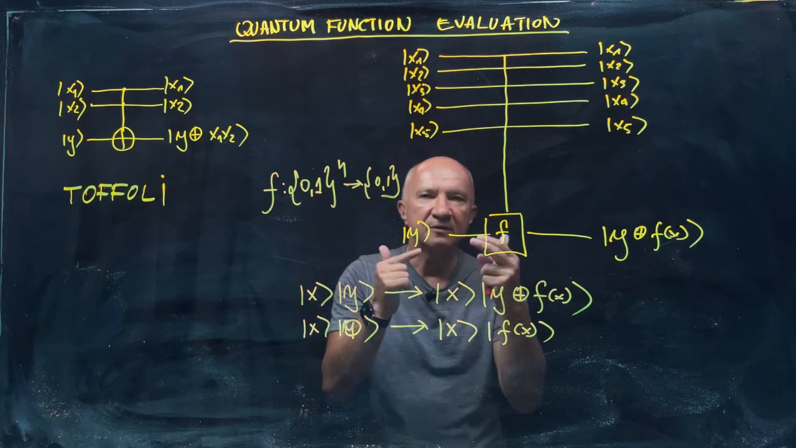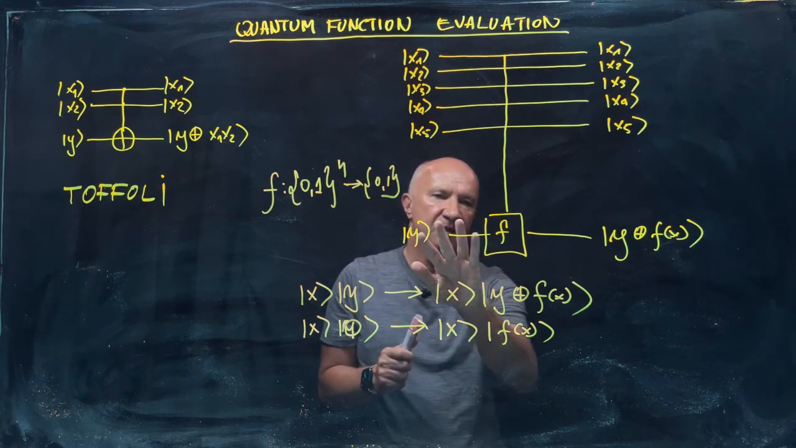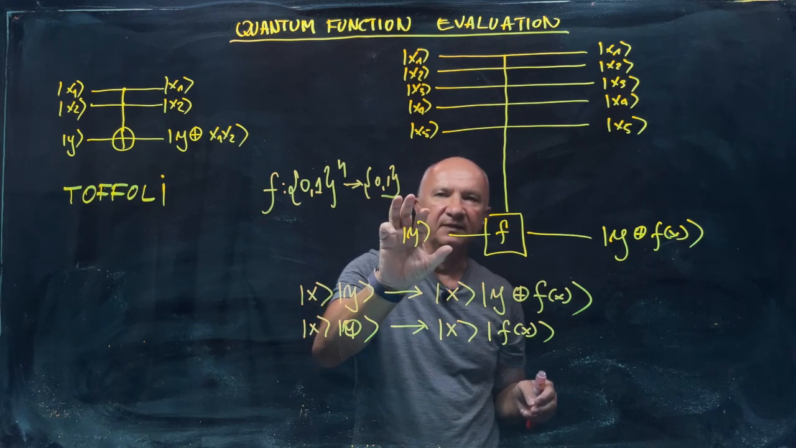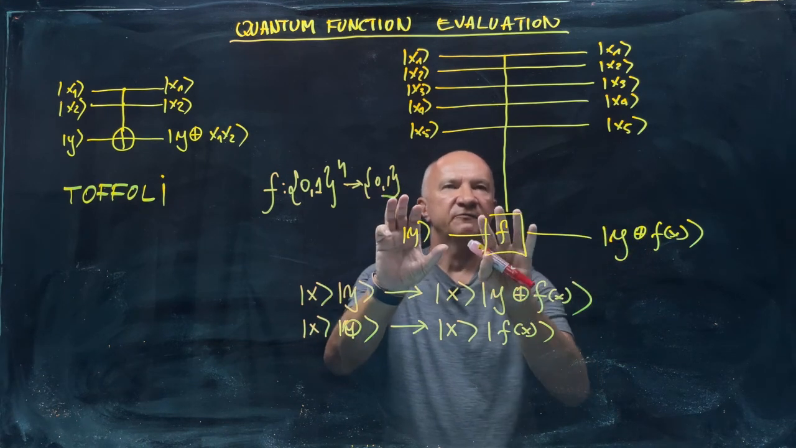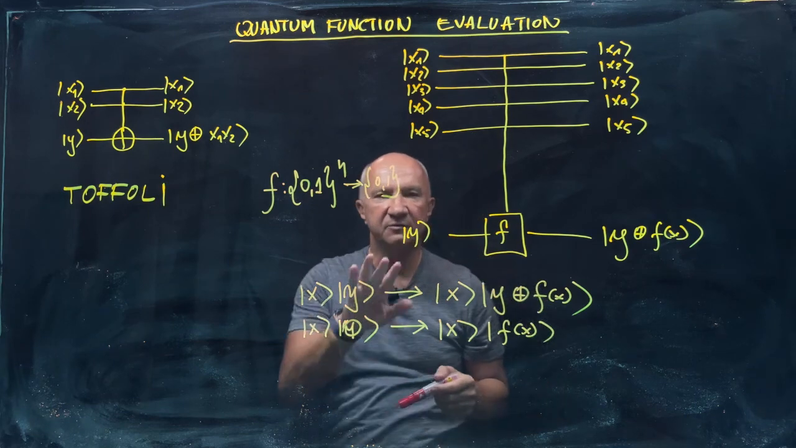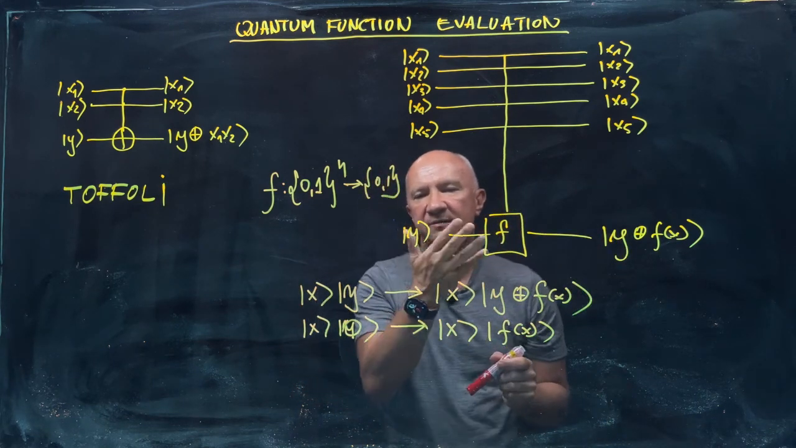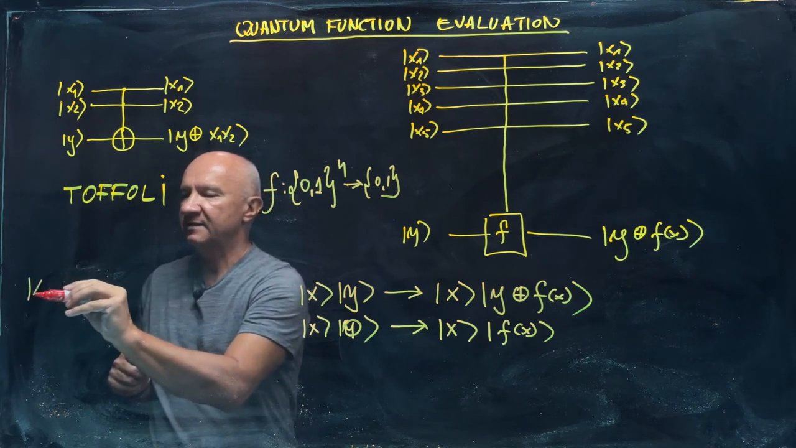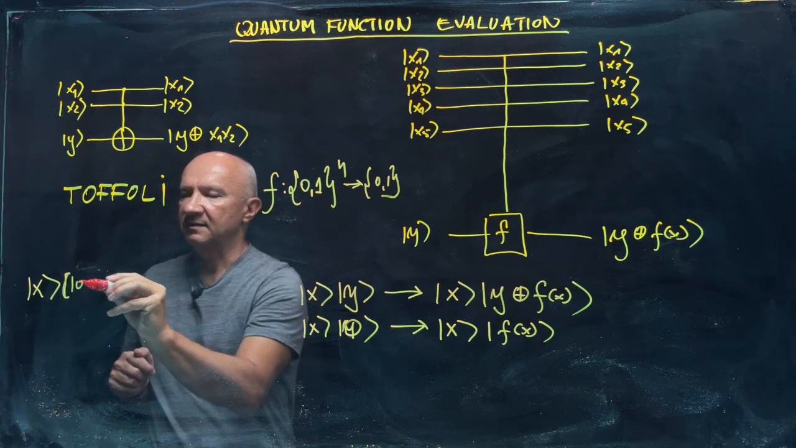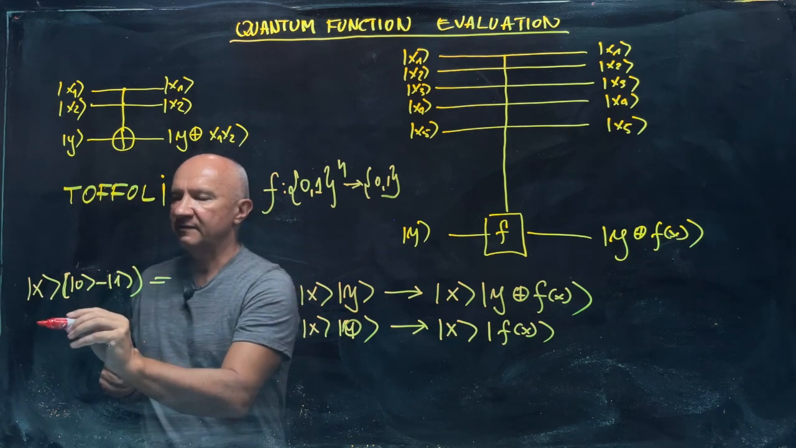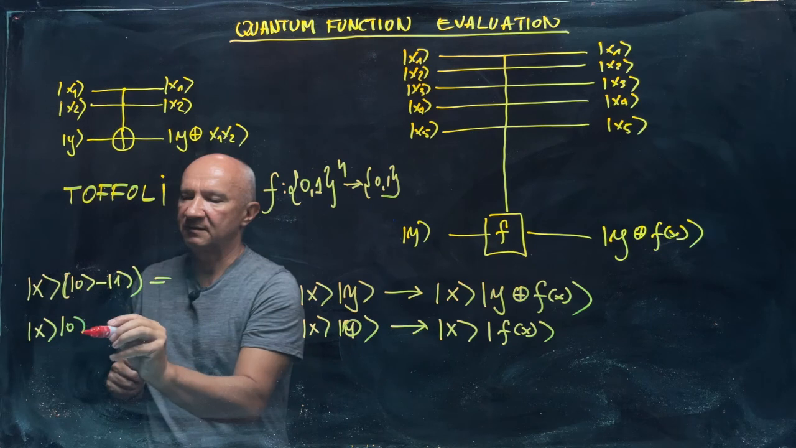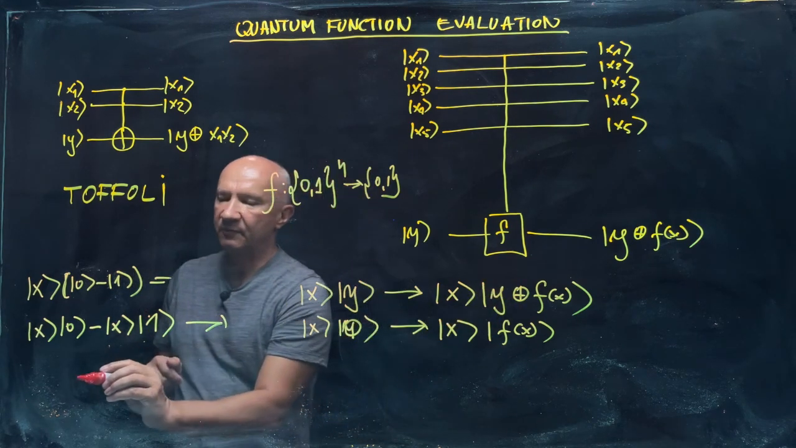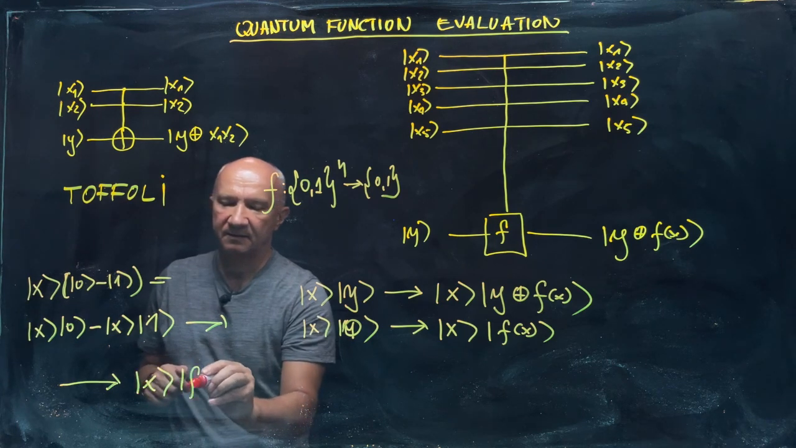What is interesting is to combine the notion of the phase kickback mechanism with the quantum function evaluation. If we choose the state of the second register carefully, then by doing quantum function evaluation we will modify phases in the first register. In order to see that, it's enough to prepare the second register not in some binary state y, but in state 0 minus 1. So if I prepare the first register in state x, but the second register in state 0 minus 1, that means that I have a superposition x,0 minus x,1.